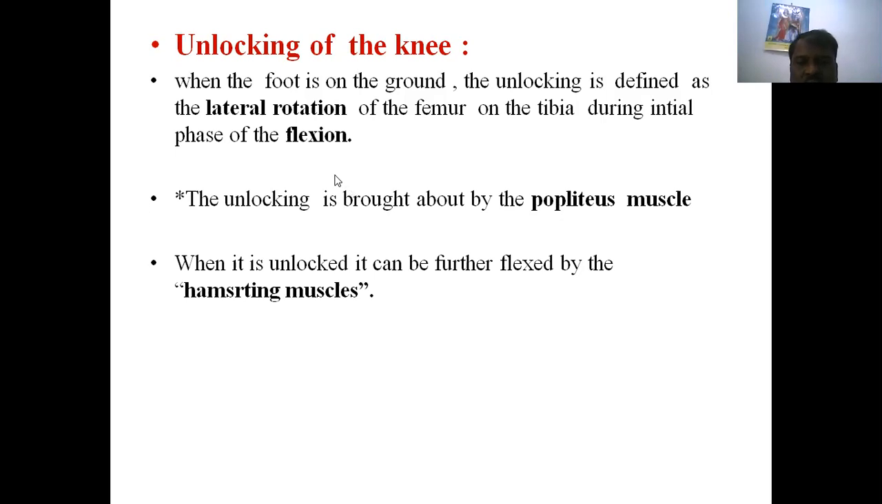See here, the unlocking is done by the popliteus muscle. The main unlocking muscle is the popliteus, whereas the locking muscle is the quadriceps femoris. When it is unlocked, it is further flexed by the hamstring muscles. First the popliteus acts, then the hamstring muscles act at unlocking of the knee joint. Whereas locking is by the quadriceps femoris. These short notes on locking and unlocking are expected.